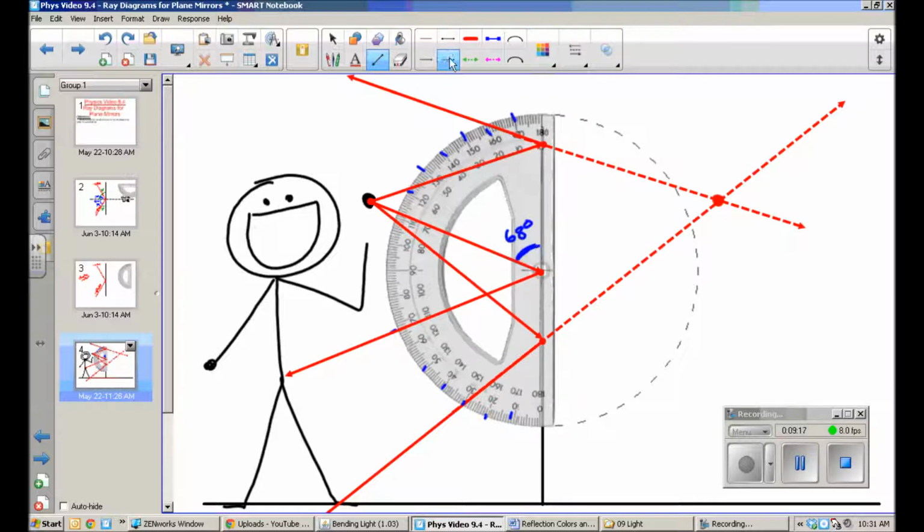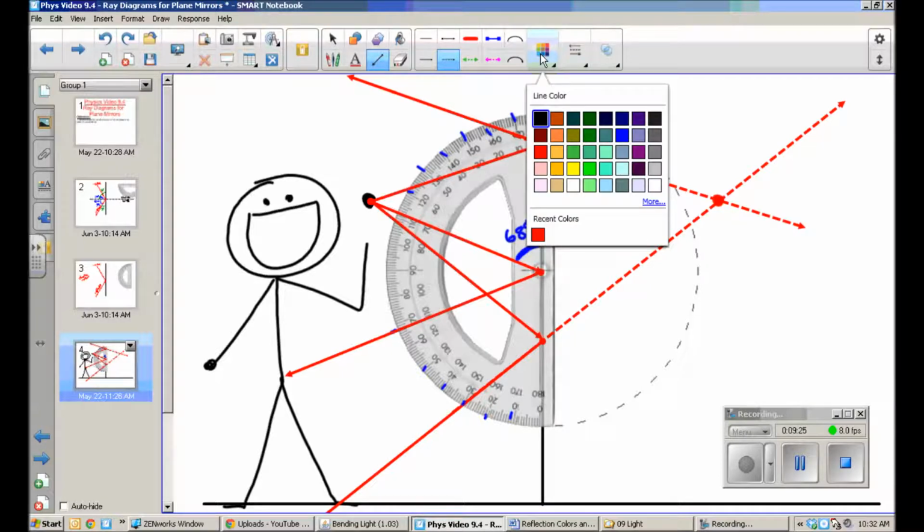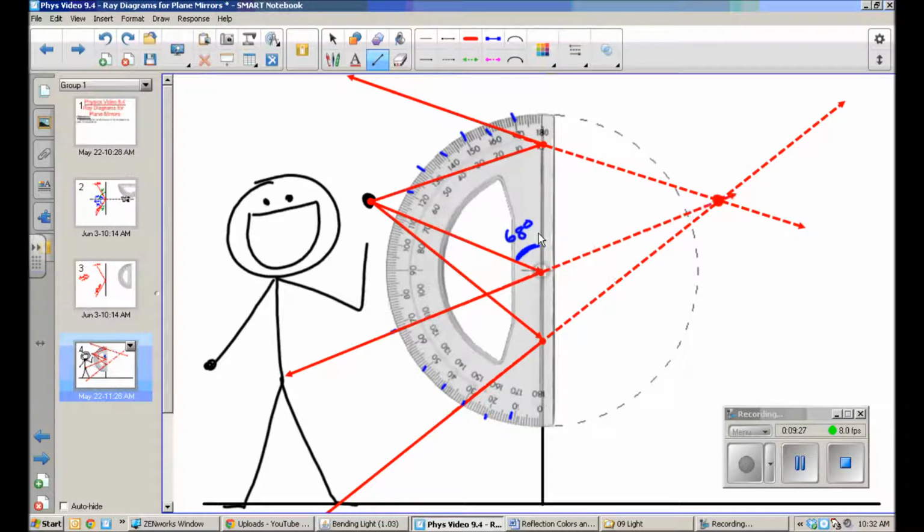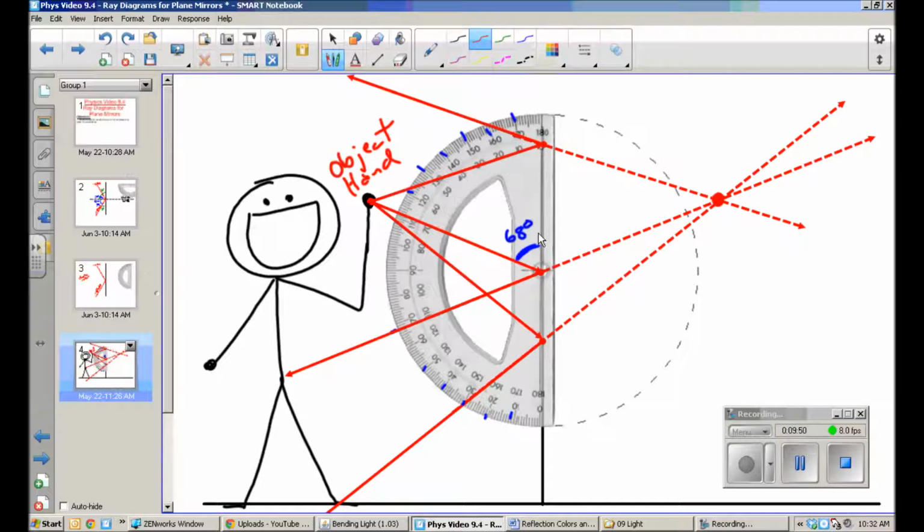Use a dotted line to create an extension of that. Oh, I wish this had been red. There we go. Use a dotted line to put in an extension. And lo and behold, it crosses once again at this point. What this point represents is, oops, I erased this guy's arm over here. What this point here represents is where the dude's hand is. So look, here's the object hand, and then over here is the image of his hand.